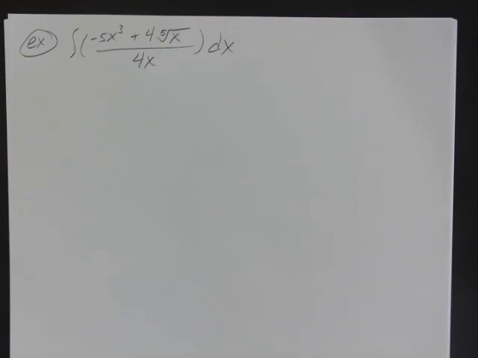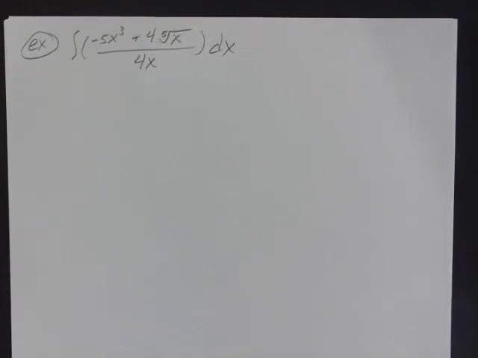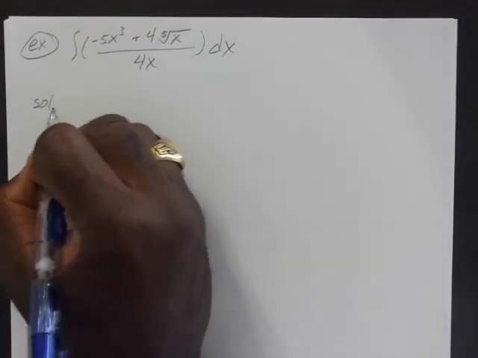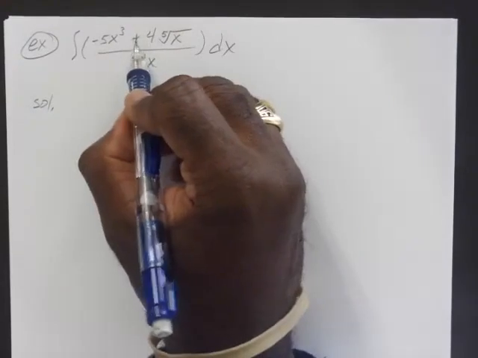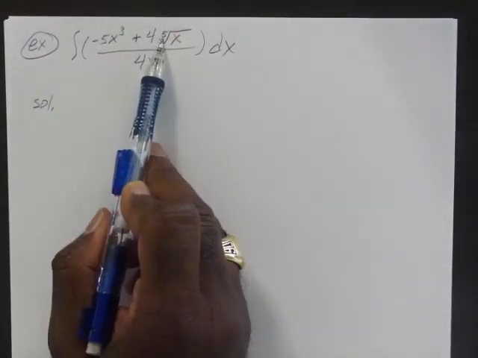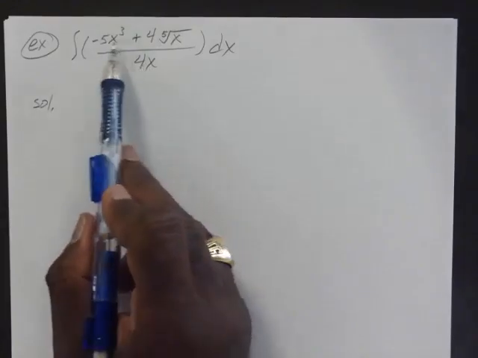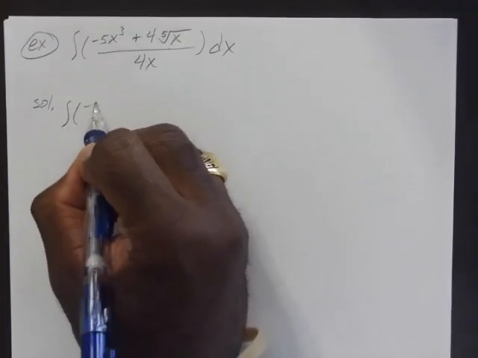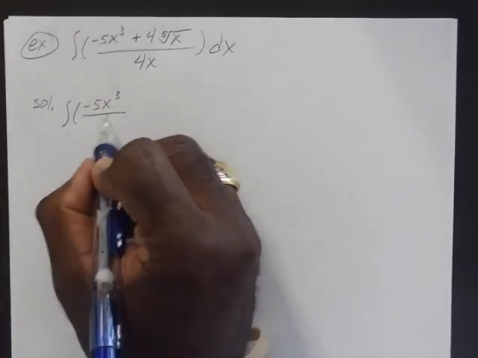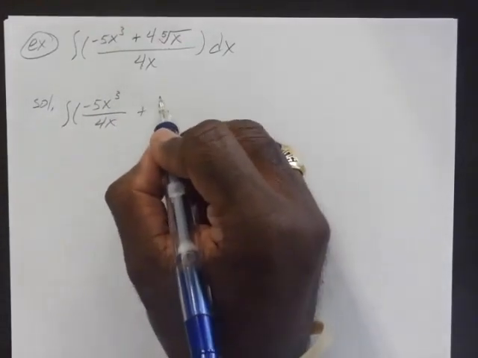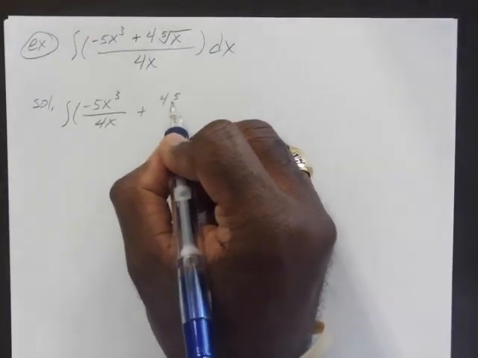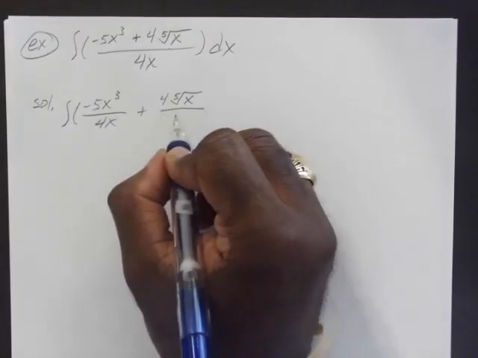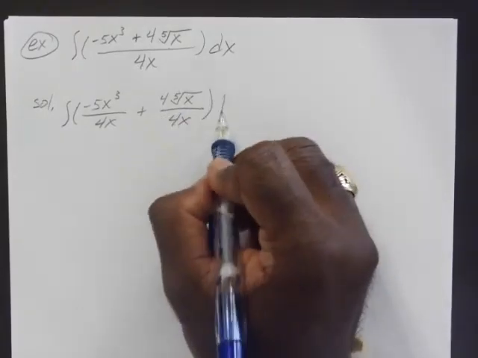Okay, so with this one, the best thing to do if you have one like this is to simplify it as far as you can. Okay, so since you have two terms in the numerator over the same denominator, you can just split those up. That's the antiderivative of negative 5x to the third power divided by 4x plus 4 times the fifth root of x divided by 4x with respect to x.